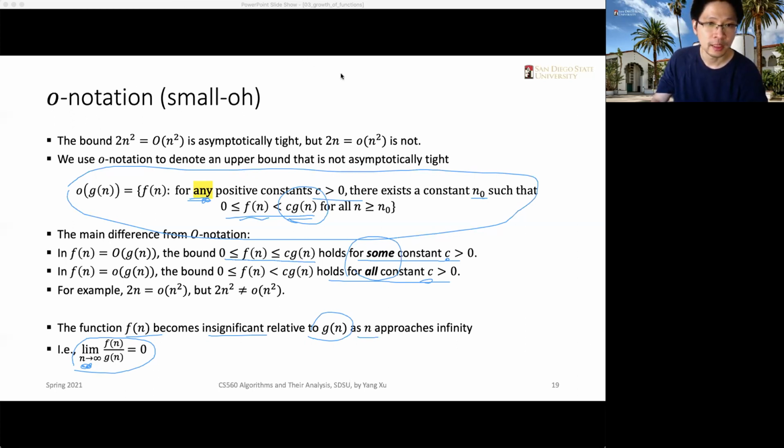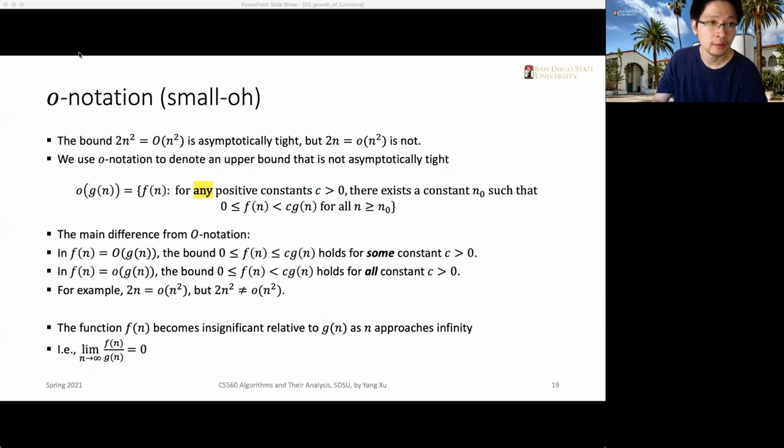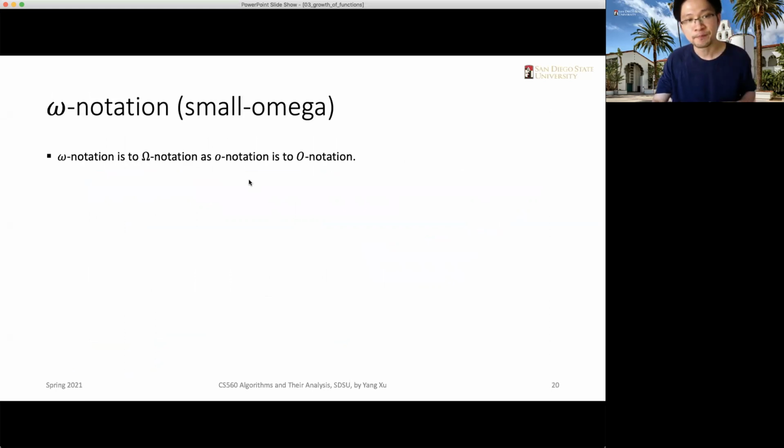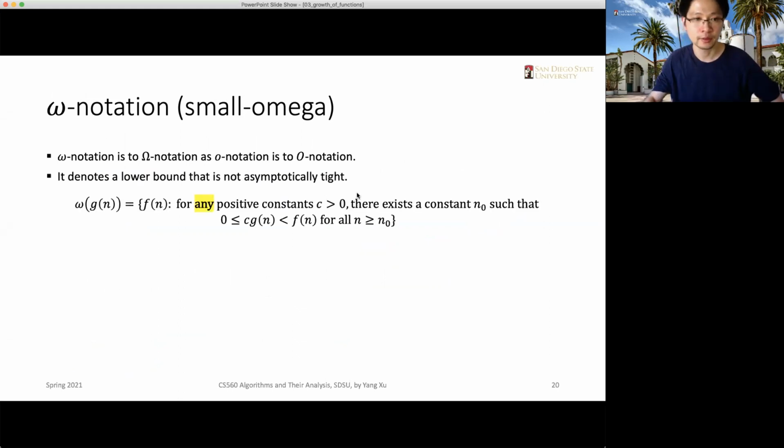Okay, so that is the small o notation, and now we can look at the small omega in parallel. So it's basically the same relationship as small o is to big O. It is just a lower bound that is not asymptotically tight as compared to big omega. Okay, so it could be a very loose bound, and it also requires that for any positive constant, it's always the lower bound for the function f of n.